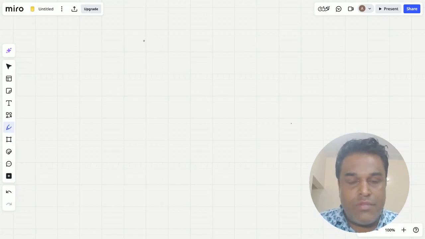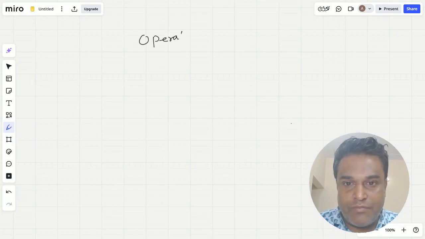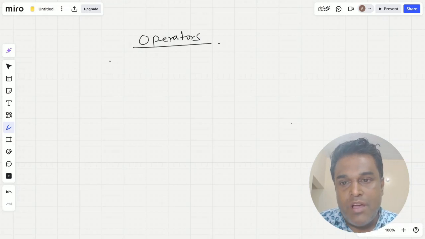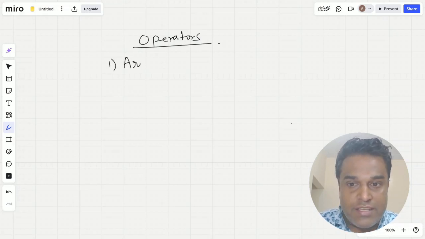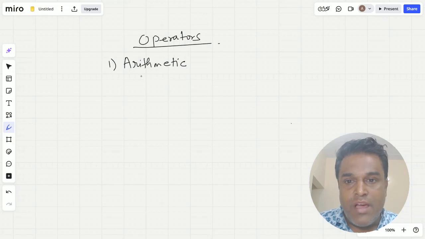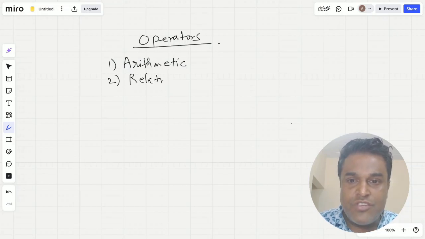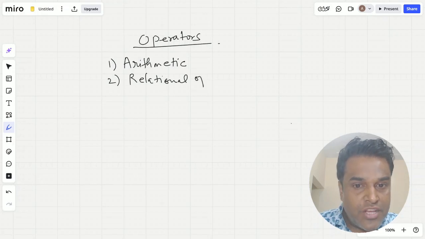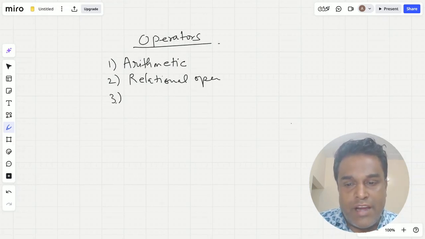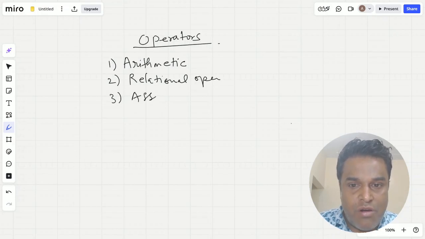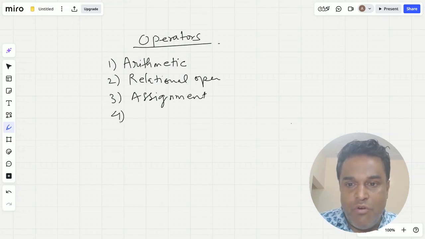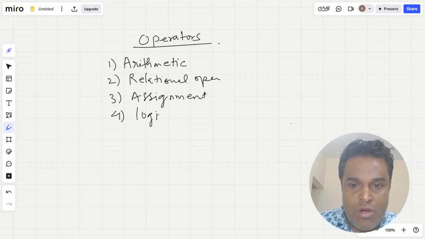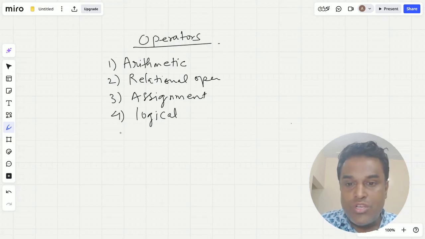Okay, those are the different operators in Python. The first one, which we have already discussed in one of the previous videos, is the arithmetic operator. The second is the relational operator, which is used for comparison. Then the third is the assignment operator, which we normally use all the time. And the fourth is the logical operator.